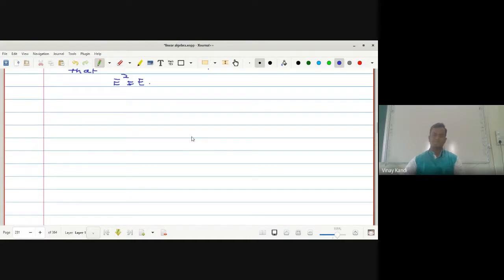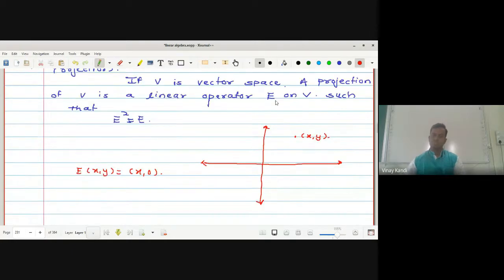Look at here. Suppose this is the y-axis and this one is the x-axis. Now we define one function E of (x, y) is equal to (x, 0). Suppose this point is (x, y), and we take its projection. Suppose the sun is overhead, where will its projection fall? It will fall here, its shadow will fall here. Then what will this point be? (x, 0). I defined this function here.